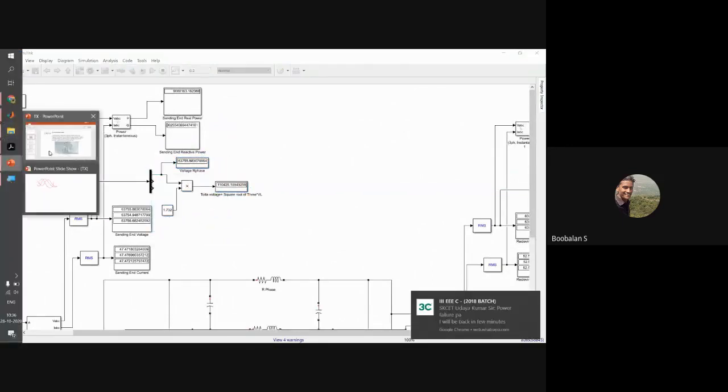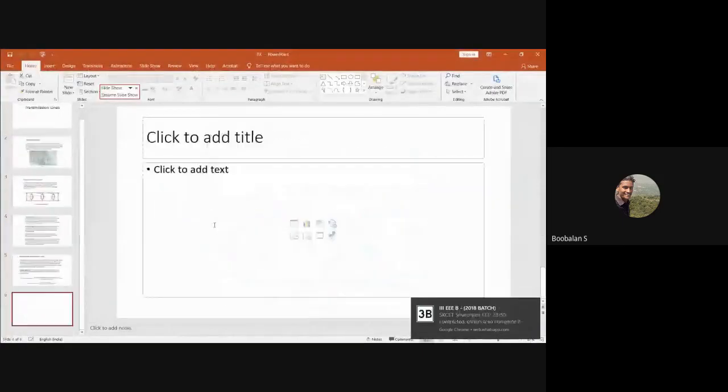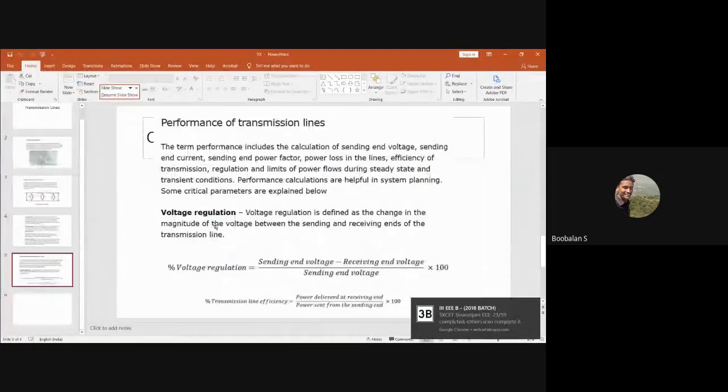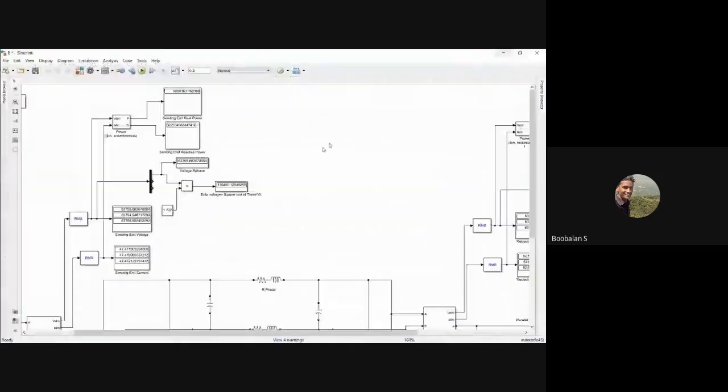Anyway, I'm just going to show you one more thing. This formula for voltage regulation: sending end voltage minus receiving end voltage, divided by sending end voltage, into 100, right? So now we have the sending end voltage, the receiving end voltage, everything actually we have, right?